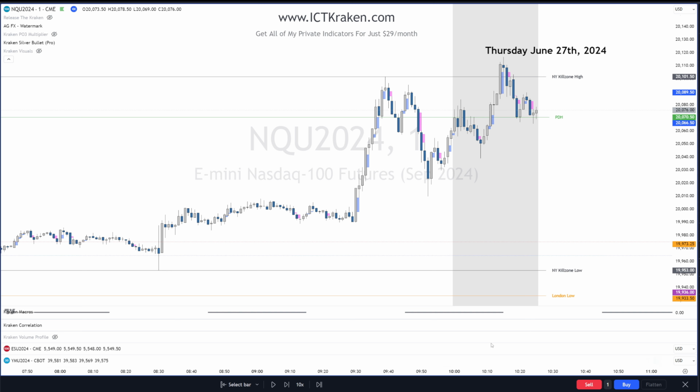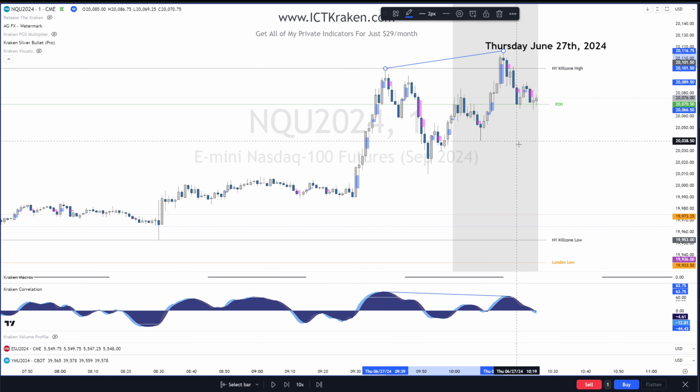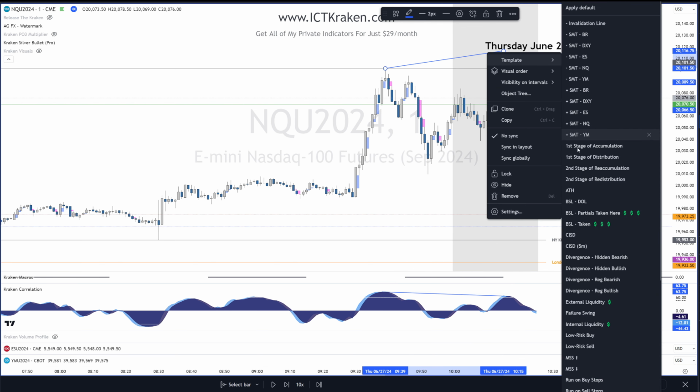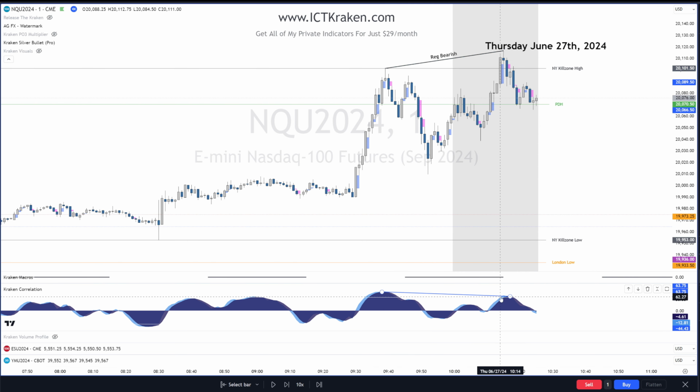The only way I would do that is if there was Kraken correlation on some of these, and there is right here. So I expect it to go lower. This is SMT, I'm sorry, divergence. There is divergence here. I'll put this on here. Regular bearish divergence, right there. I'll take this off because otherwise it'll never go away.